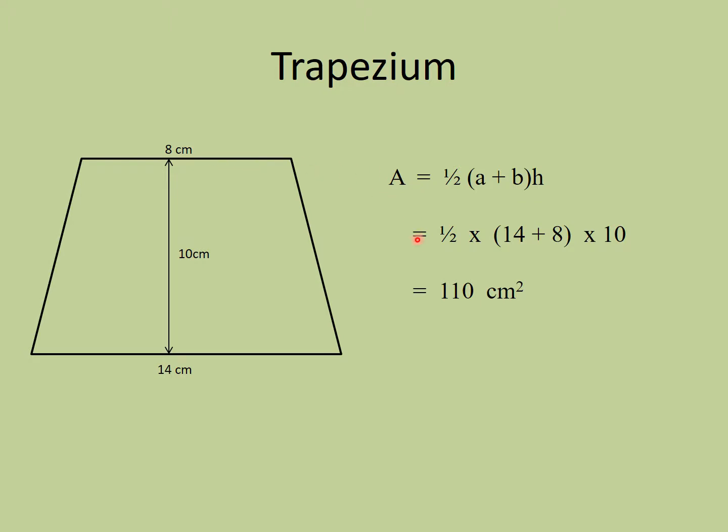As you look at the next line, it equals a half times, now in the bracket is 14 plus 8. Those two sides added together times 10, which is the vertical height. So you've swapped your letters for your numbers again, and there's the next step done. Please be aware and careful. This is 14 plus 8, A plus B, not times. That's a really common mistake that we often find Year 9s making. The calculator does the rest, 110 centimetres squared.